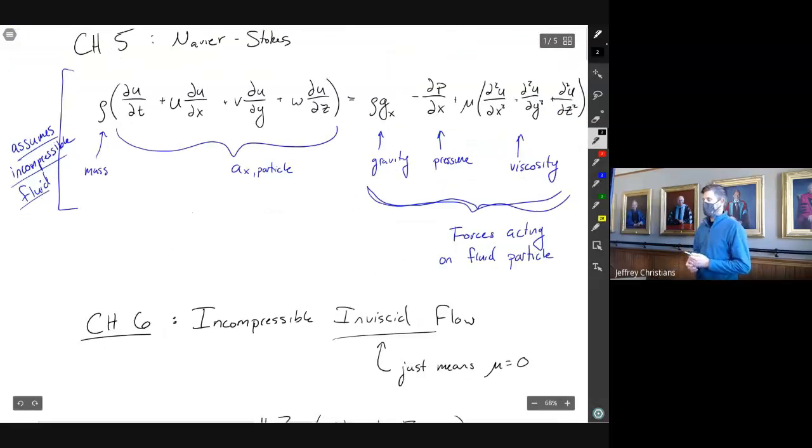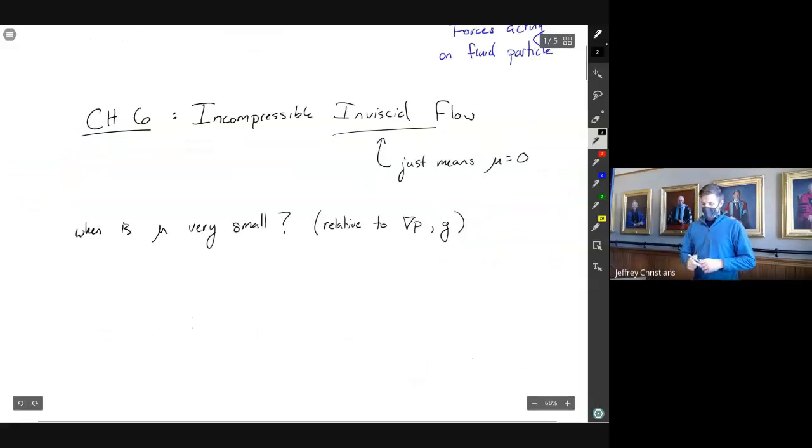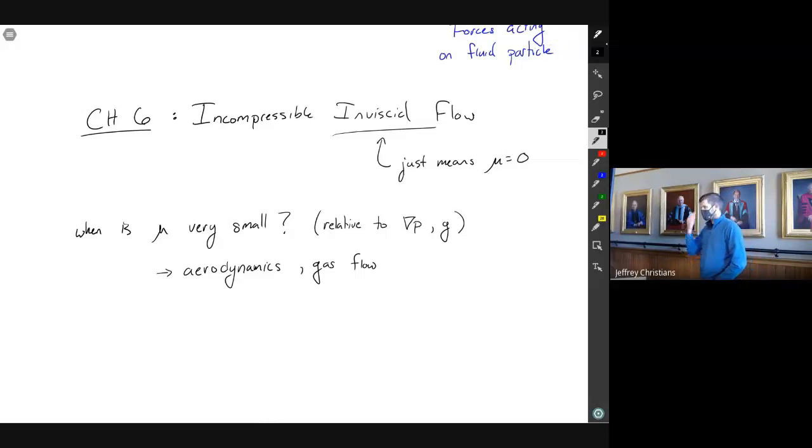You know, if you looked at the right-hand side, the first term gravity is 100, the second term pressure is 10,000, and the third term viscosity is 4. Okay, well, that's pretty small. So that's kind of what we're looking for. We're looking for places where the other two terms on that side are significantly bigger. That happens a lot in aerodynamics or gas flow in general, because viscosities of gases are really small.